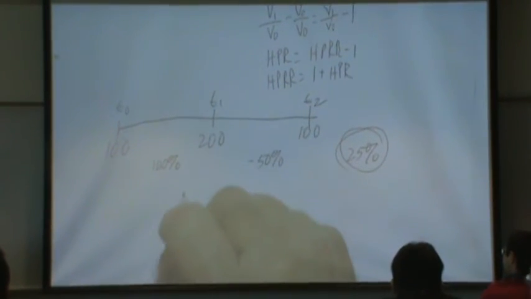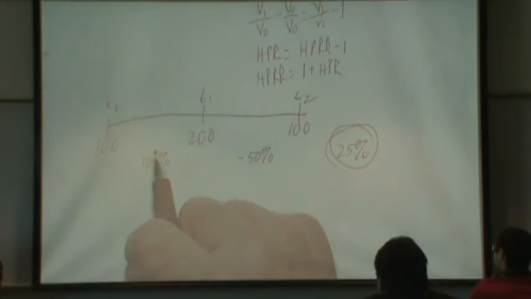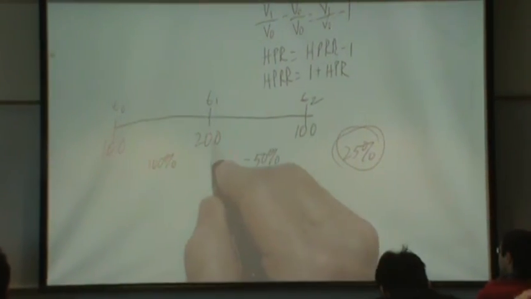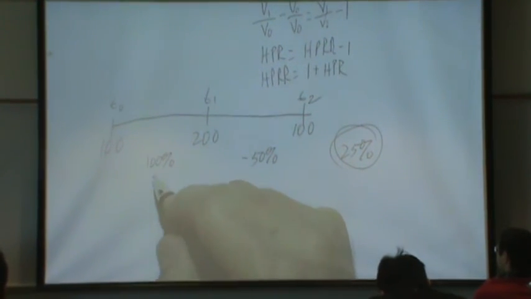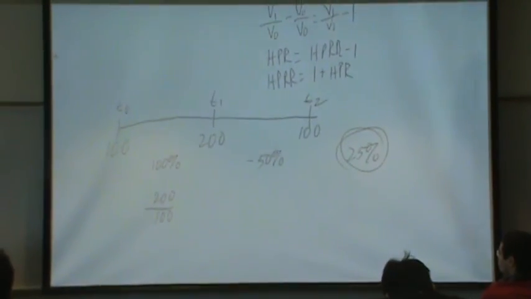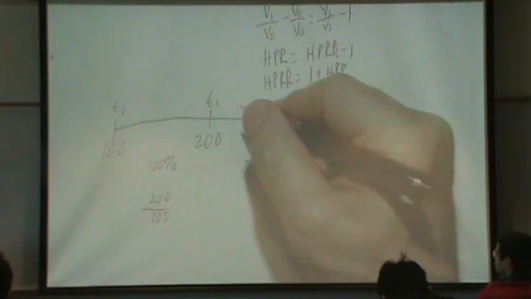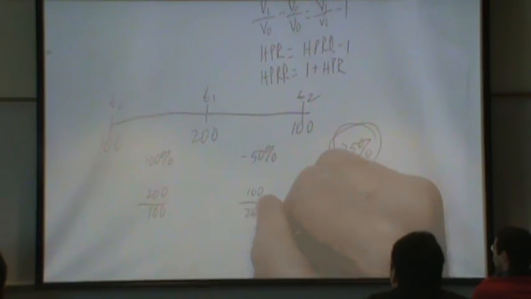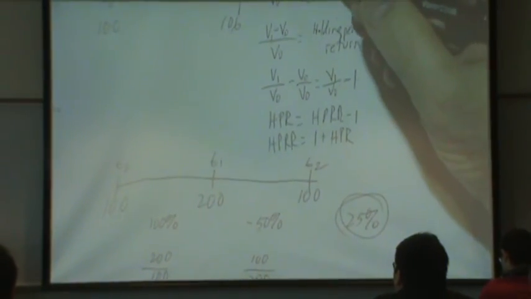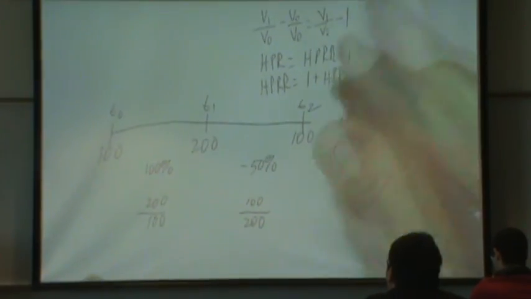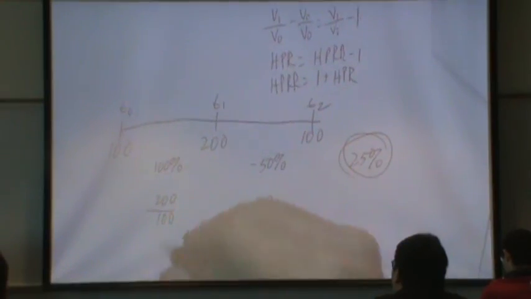Well, the way the geometric mean works is you take the holding period return relative. So instead of 200 minus 100 divided by 100 to give you 100%, we just say 200 divided by 100. And that's the holding period return relative for the first year. In the second year, it's 100 divided by 200. So that's just this holding period return relative, this thing up here. And so now what we're going to do is take a geometric mean.